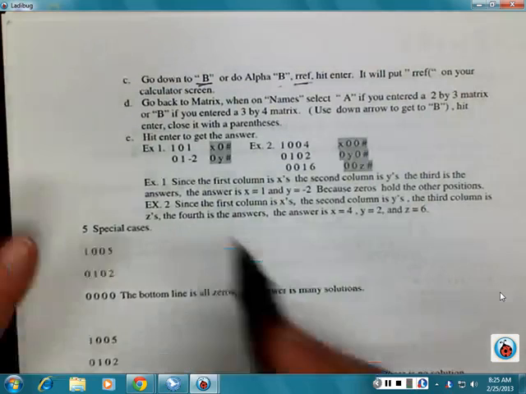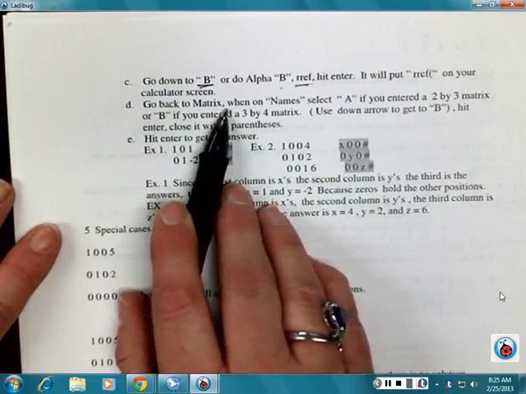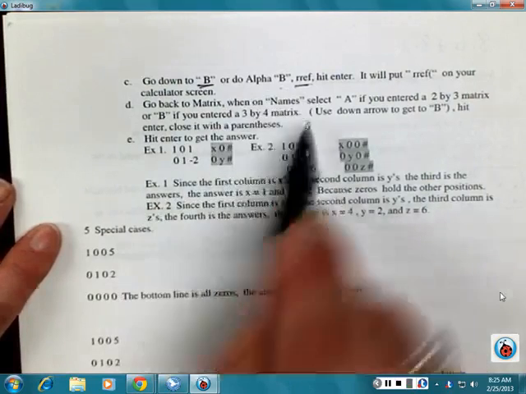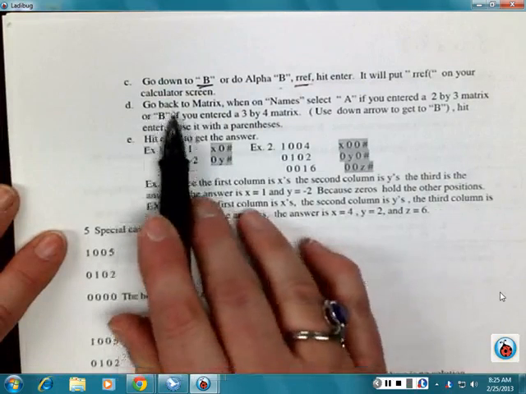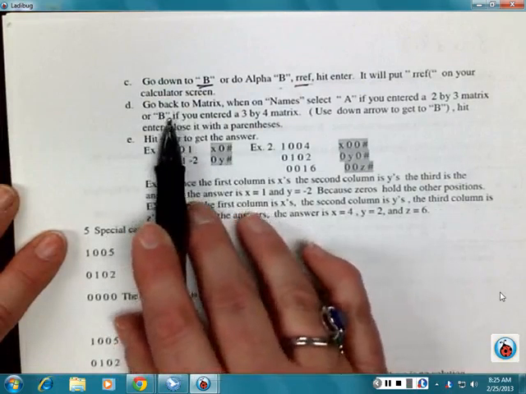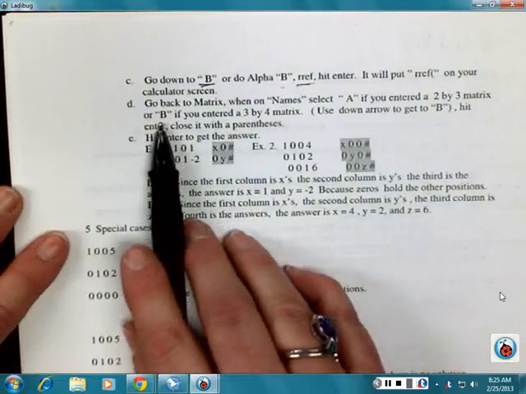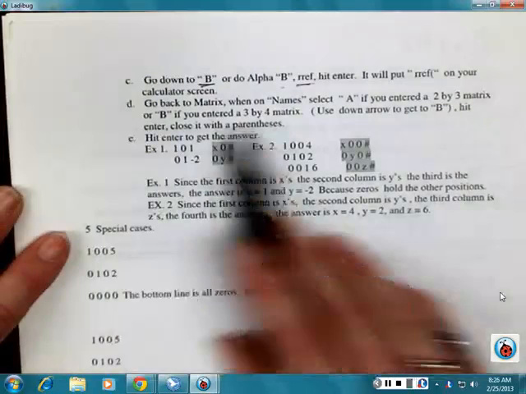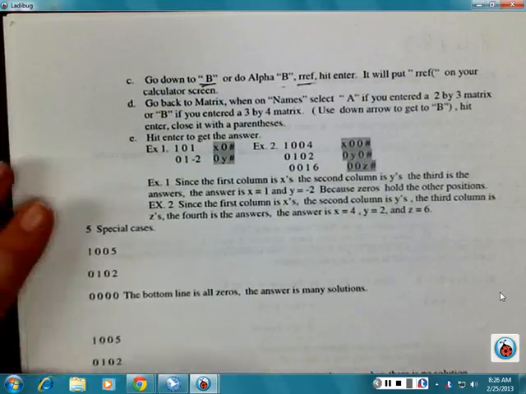Okay. So now we've got that in there. So now go back to matrix. So go second matrix again. Leave it on names. Select B because we picked the B for where we put our matrix. Because now what we're doing is looking at where we put it at. Everybody get to B? Okay. And then you are going to hit enter. And it is going to put it on your calculator.